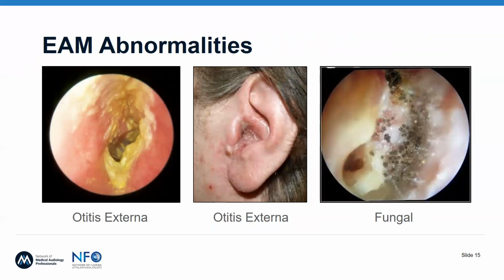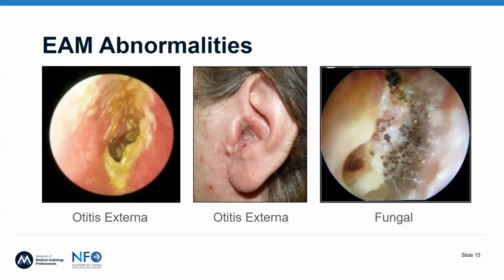Now, some abnormal ear canals. Far left shows an extreme example of otitis externa with purulent discharge, both in the ear canal and covering the tympanic membrane. This could be, and most likely is, a bacterial infection, although viral etiologies such as herpes can eventually degenerate into an appearance like this. The center image reflects similar but less severe changes, with swelling, erythema, and irritation of the sebaceous glands.